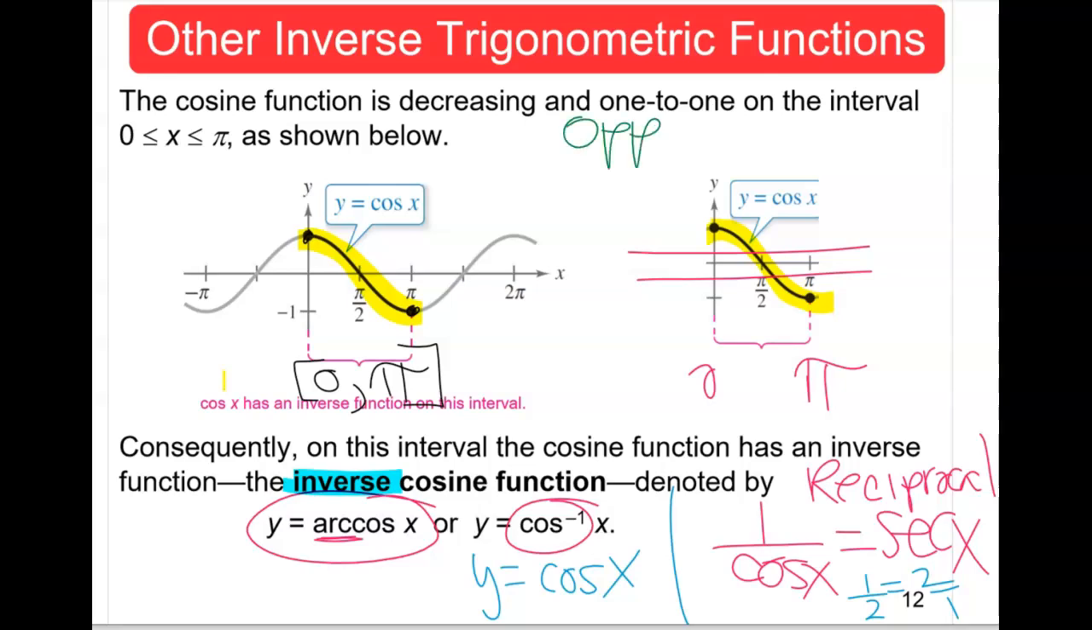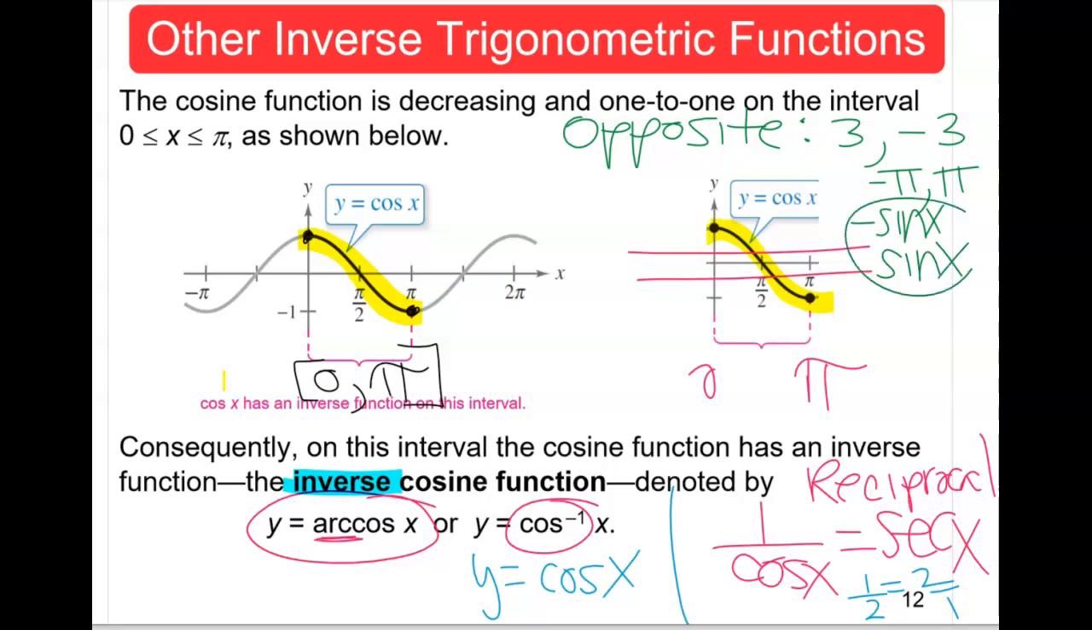Opposite refers to opposite sign. So meaning, let's say +3 and -3, or negative pi and positive pi, or negative sine of x and positive sine of x. These two are opposites, these two are opposites, and these two are opposites. Opposites just refer to the sign, positive or negative.